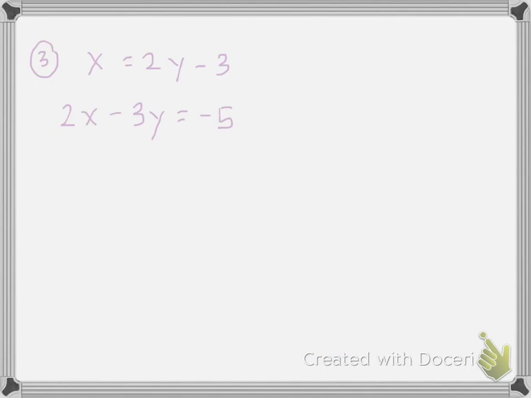This one, we're going to solve this one. I have x equals 2y minus 3, and I've got 2x minus 3y equals negative 5. So I could move the 2y to the other side, but it's already solved for x. So what that means is that I could plug this 2y minus 3 in there in the second equation for x. So I'm going to replace that x with 2y minus 3.